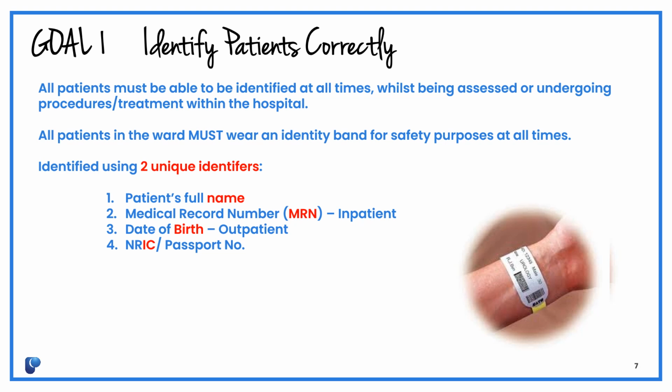However, in the event that the patient is unable to verbalize the name or MRN, we can refer to the next of kin. So when we ask the patient, "Encik nama siapa?" the person will reply, "Nama saya Ali bin Abu Bakar." So that is the full name. Following that, we cross-check with the wristband, the patient's identity band, which will have the patient's MRN. After that, we will ask the patient to tell the date of birth. Therefore, we have 2 unique identifiers.